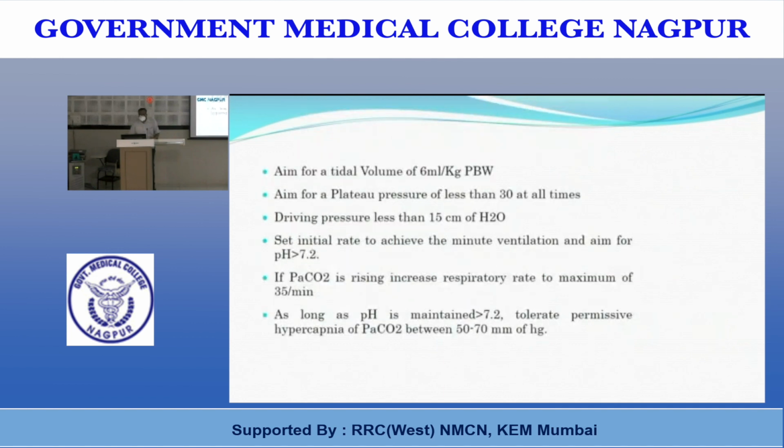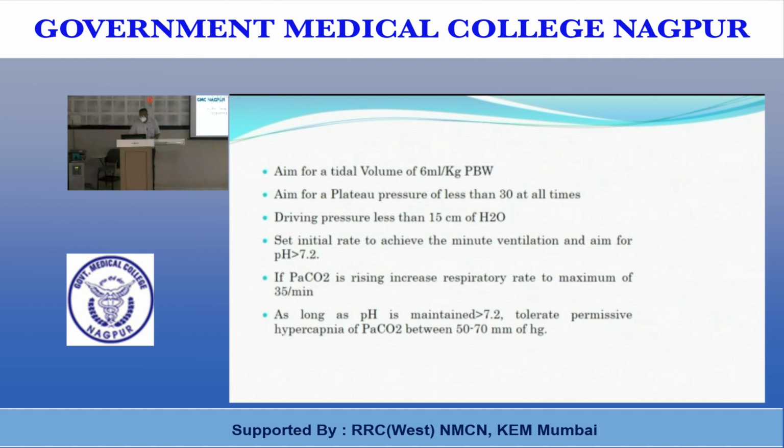First, set the tidal volume 6 milliliter per kg predicted body weight, and plateau pressure should be less than 30 at all times, and driving pressure less than 15 centimeter of water. So our target is to achieve the minute ventilation and aim for the pH 7.2.